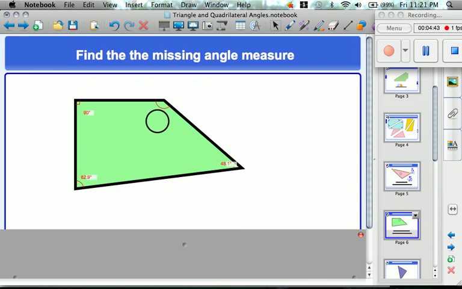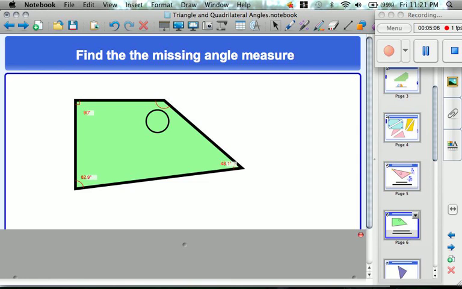Now let's go on to a quadrilateral. A triangle, we know, has 180 degrees as the sum of all the measurements of its angles. With a quadrilateral, the same works, but we're working with a larger number. So we're working with 360 degrees as the sum of all the measurements of the angles.